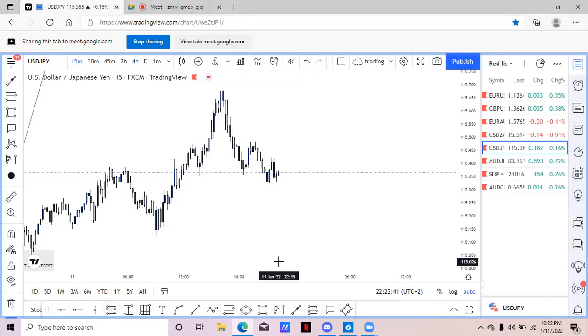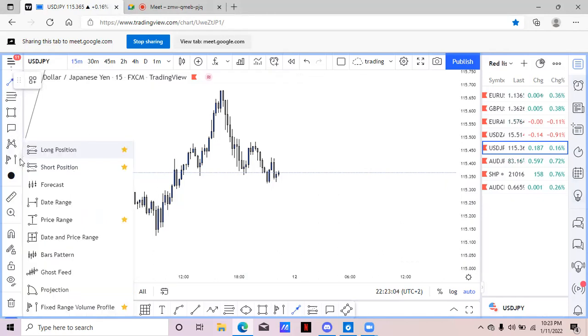How do you get the volume profile? Oh, this is where you go. You see this list here, this list of the Fibonacci tools, the geometric shapes, the rectangles, annotation tools, patterns, harmonic patterns. Below them, where you get your predictions for long position. Down here, you have fixed range volume profile.